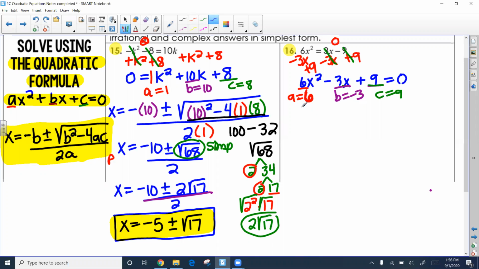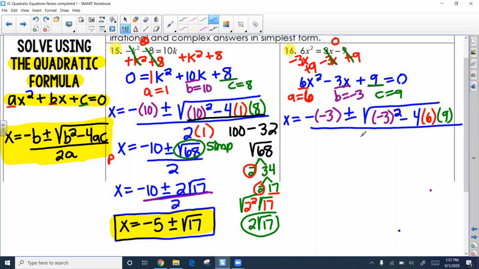Okay, so we have A equals 6, B equals negative 3, C equals 9. All right, so then let's plug it into the quadratic formula. X equals negative B. So this time when I plug it in, I'm going to have a negative 3. I'll simplify that in a minute. Plus or minus the square root of negative 3 squared minus 4 times A, which is 6, times C, which is 9, all over 2A.